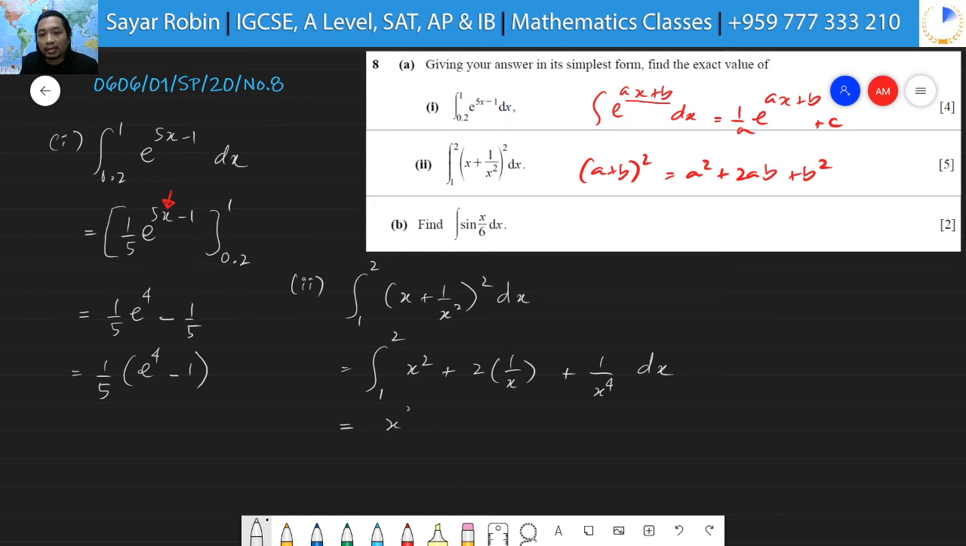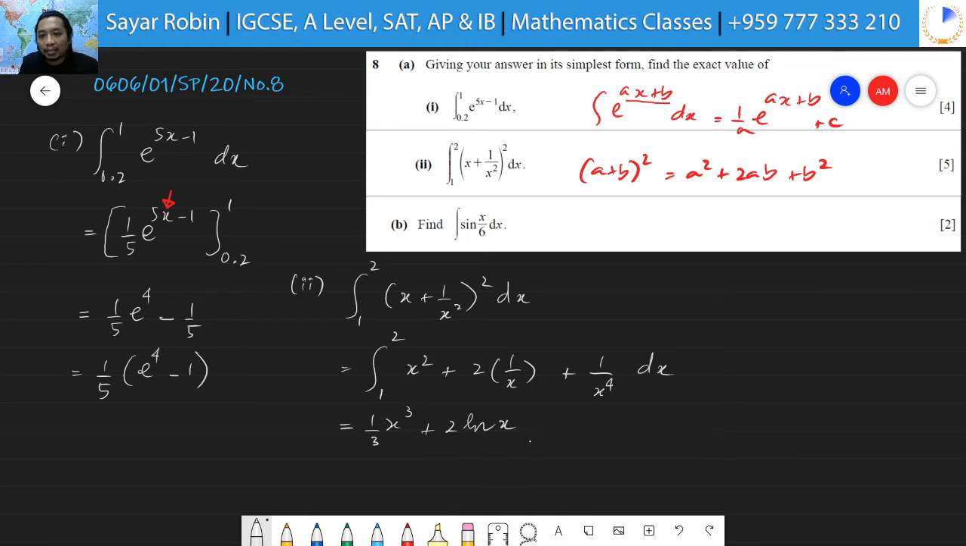That's going to be x cubed, and then we have to divide by 3, divide by the new power, which means multiply by 1 over 3. And then plus 2 multiplied by 1 over x. Integration of 1 over x is going to be ln x. So you have to remember the formula for differentiation of 1 over x and differentiation of ln x and the integration of 1 over x, right?